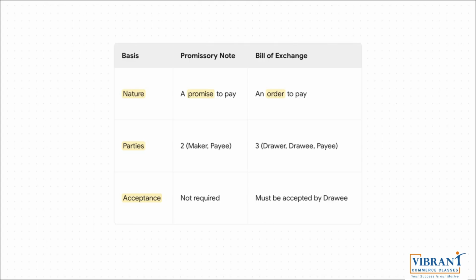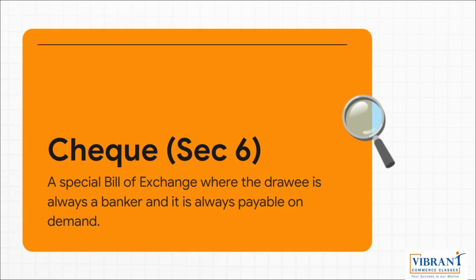Now this table right here, this is a classic exam question, so pay attention. A promissory note is a promise with just 2 parties. A bill of exchange is an order with 3. And here's a huge difference. A bill has to be accepted by the drawee before they're on the hook to pay. A note is binding right from the start. Knowing these differences is crucial. And pillar number 3 from Section 6 is the good old check. A check is basically just a very specific type of bill of exchange.